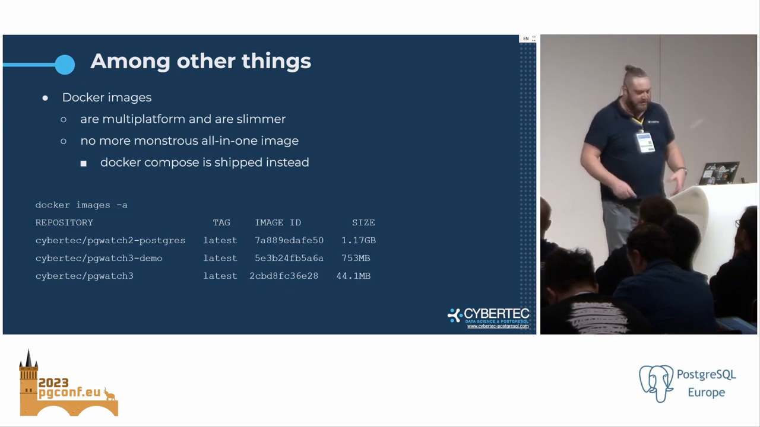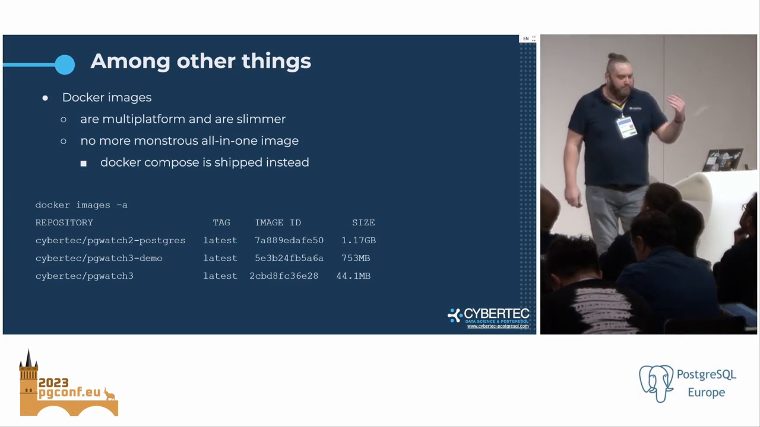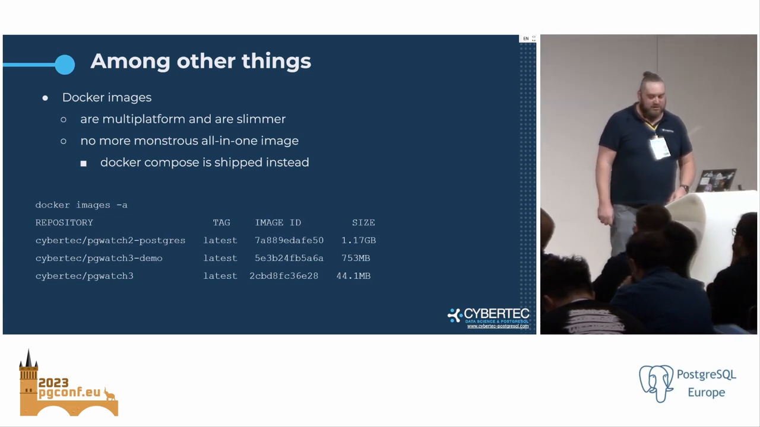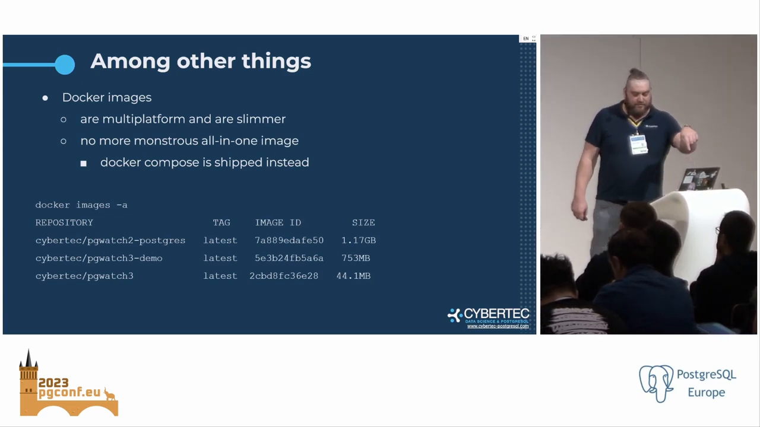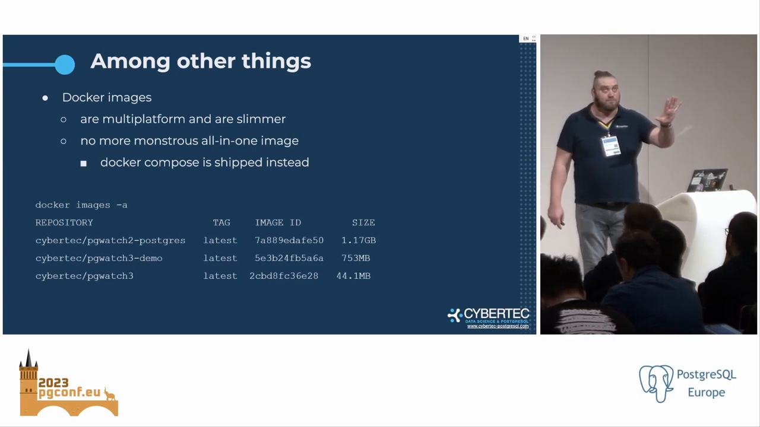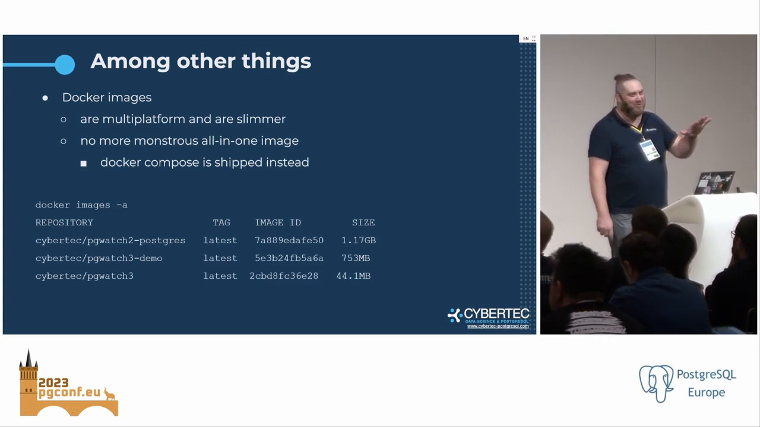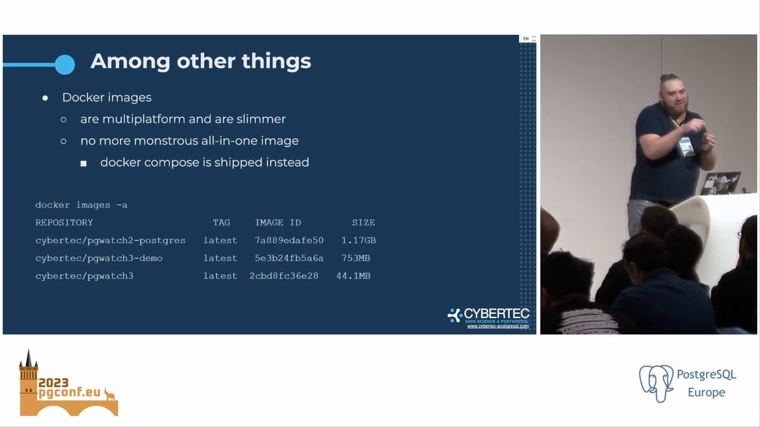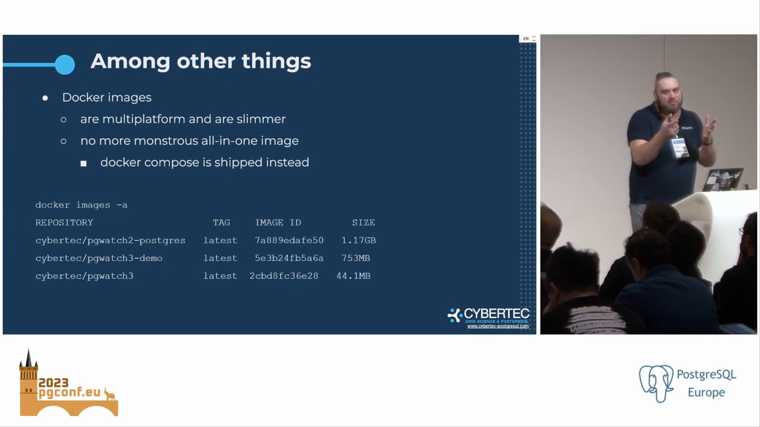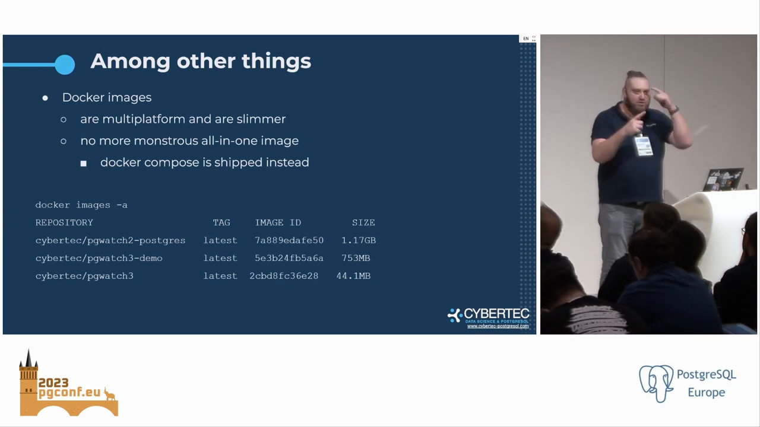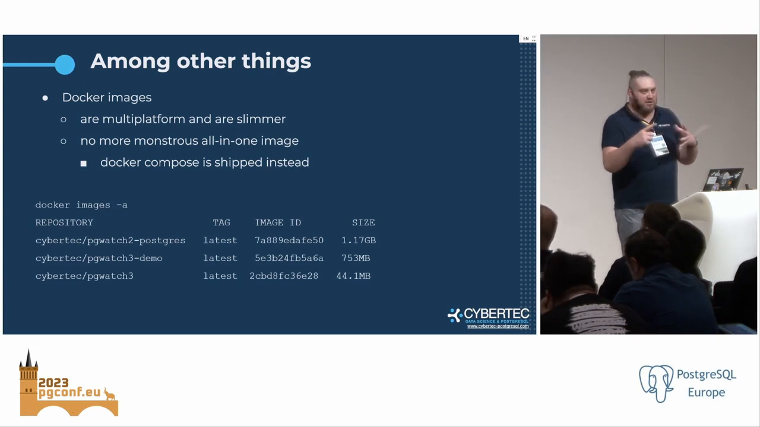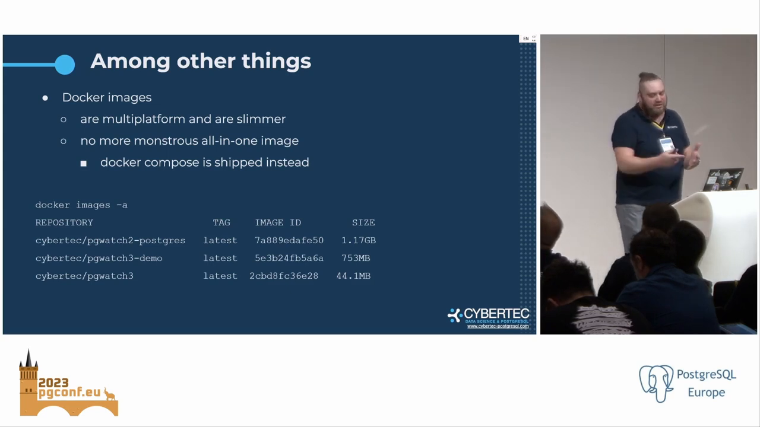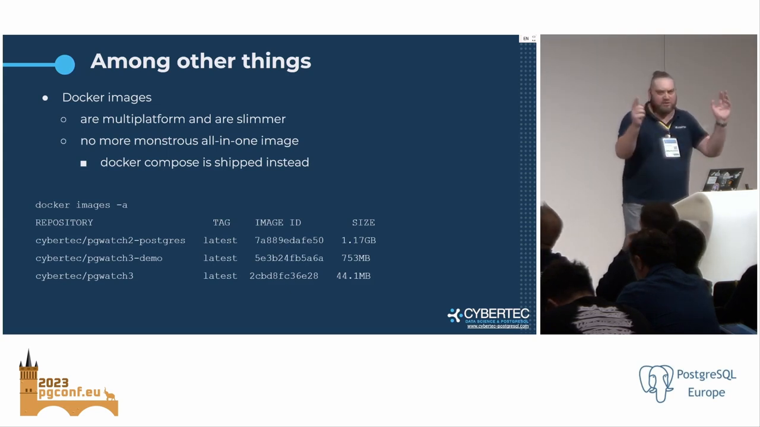It's up to you. As you can see, before our image was 1.17 gigs, and then I changed the name of the Docker image to indicate that this is not for production use. This is a demo of what you can achieve in one image. If you want to install it in production, you'd better use Docker Compose. Or if you want to run it for a day or two just to see what is going on, it's fine. No matter.